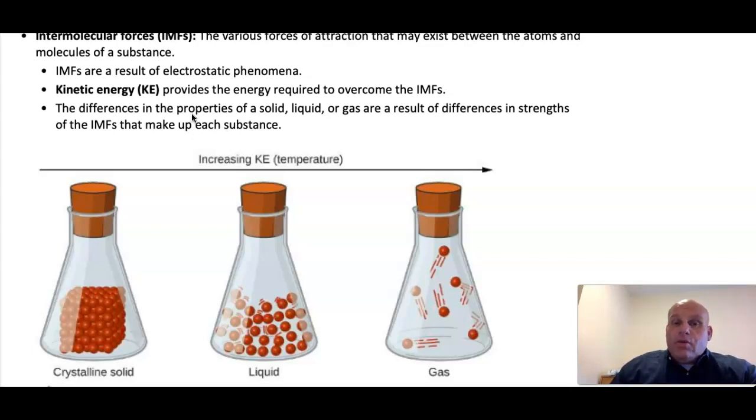In order to overcome the intermolecular forces, it requires energy. So kinetic energy is the type of energy provided that will break the intermolecular forces, and we are familiar with kinetic energy in terms of heat and temperature. So as heat is added and temperature increases, intermolecular forces are broken. And if intermolecular forces are broken, substances can change state.